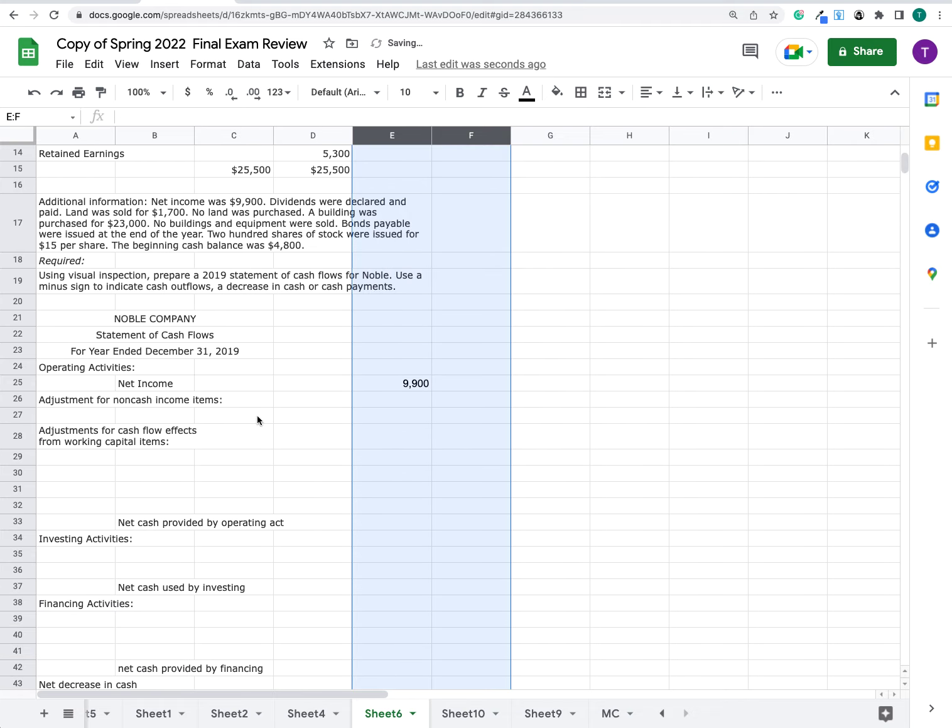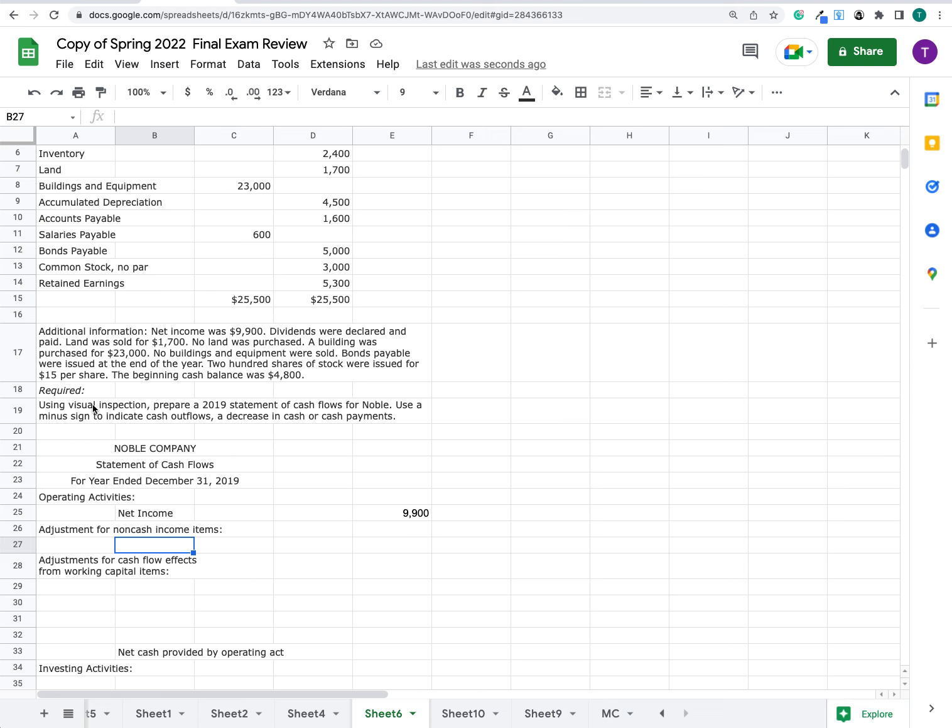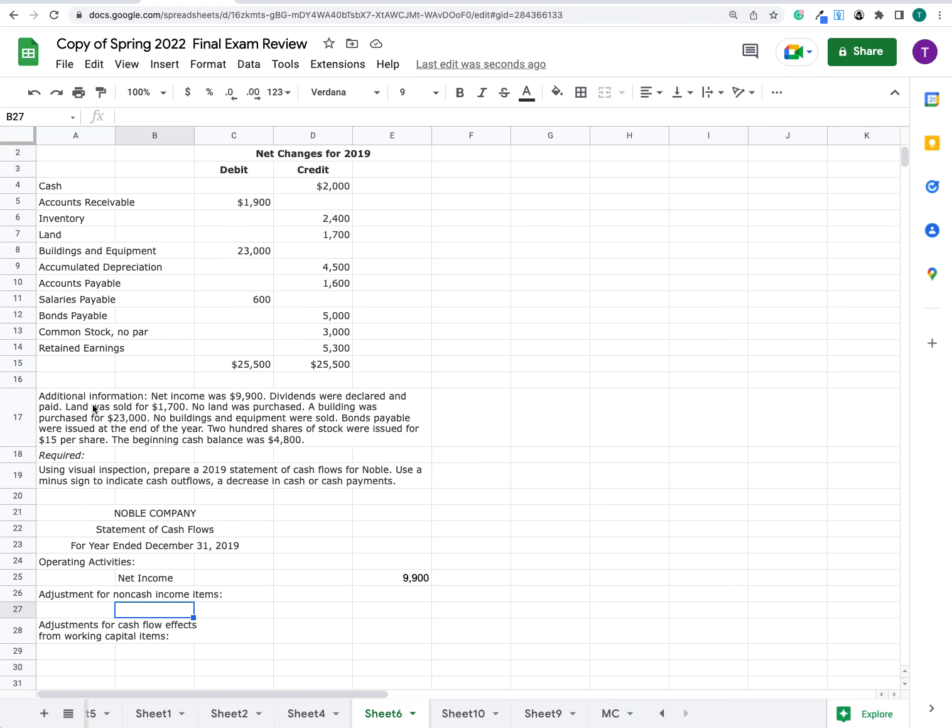Okay. And if you remember, we start with net income so that we can then make the adjustments from the non-cash items and the cash flow, like the timing differences that are causing this net income to be different. So starting with the adjustment for non-cash income items, we know that that is depreciation expense. And so if we come back up, we have accumulated depreciation of $4,500.